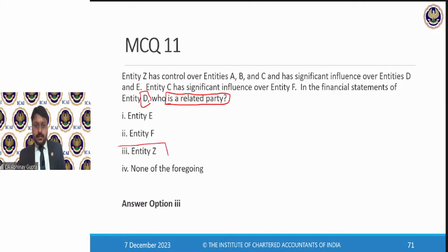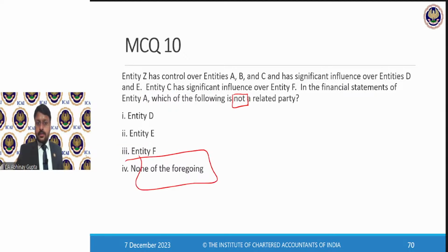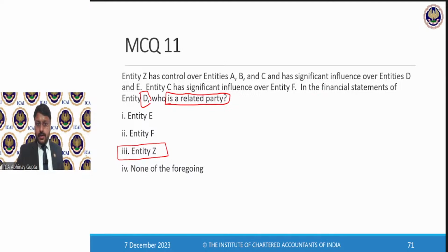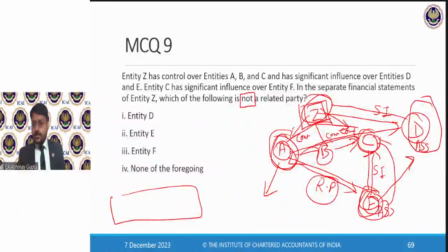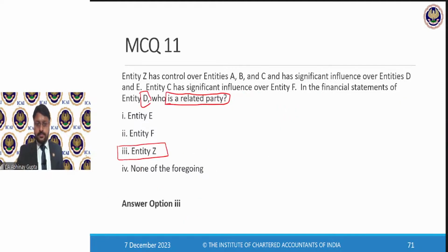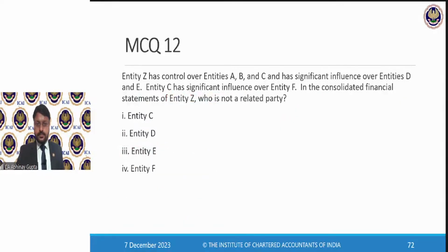So entity Z is a related party, right? Because for associate, E and F are not related. So an associate of a subsidiary is not related, right? An associate of a subsidiary is not related. Okay.